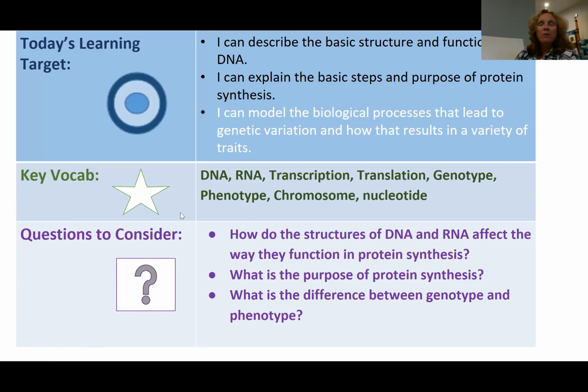The vocabulary words you've already seen: DNA, RNA, transcription, translation. Genotype and phenotype, you might have had a little bit of an introduction to them in middle school. Chromosomes, you've probably heard the term. Nucleotides, I could put genes in here. There'll be other terms that might be familiar to you, but keep in mind, start a running list of all the vocabulary words you're not too sure of. By the time we get done with the unit, you should have a good, strong definition for them, okay?